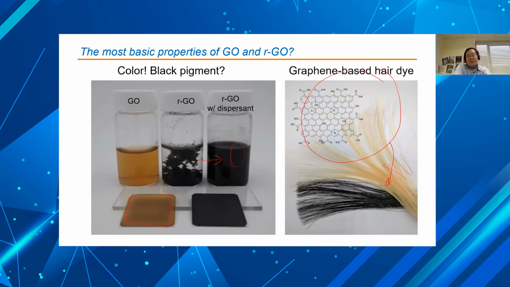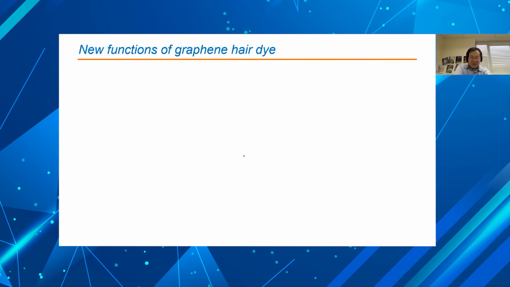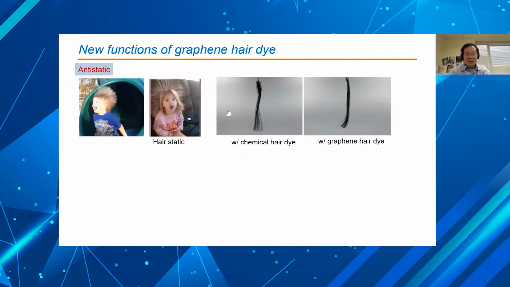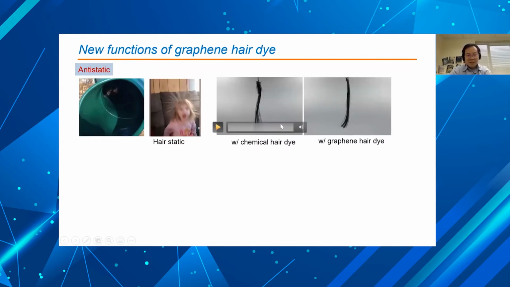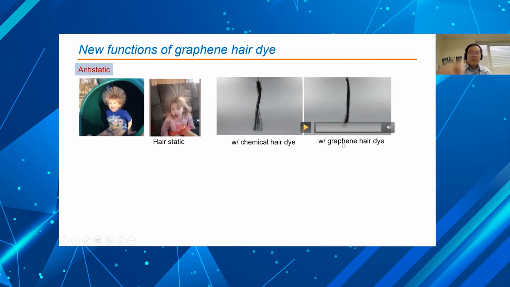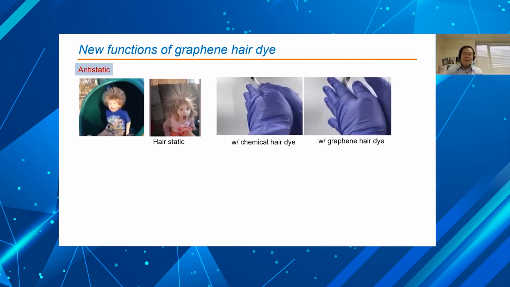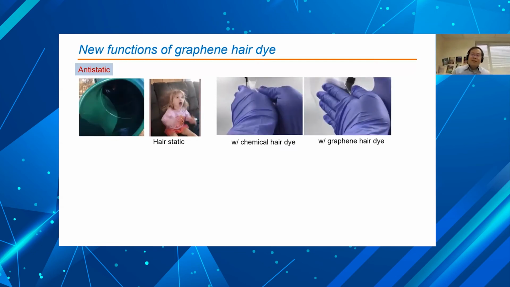And now these are graphene-based sheets. We're now utilizing the color, but don't forget that they are still graphene. Okay, they may not be extremely conductive, but they are conductive enough to make some differences when used as hair dyes. So here's one quick demonstration. If you have chemically processed hair, basically this bundle here was the bleached hair processed by commercial chemical hair dye. The right one is graphene hair dye.